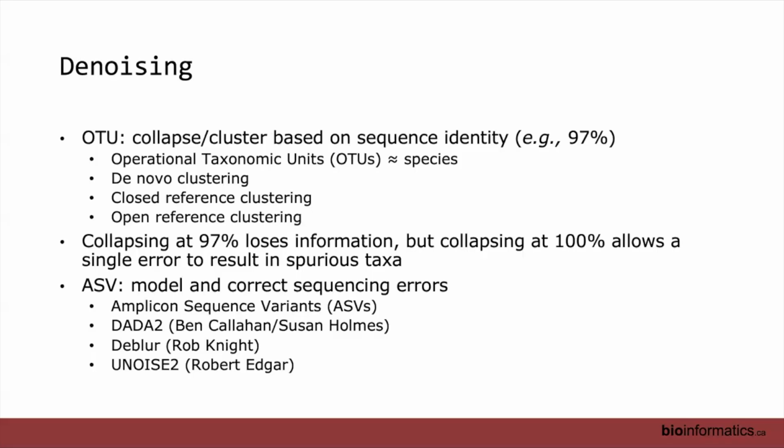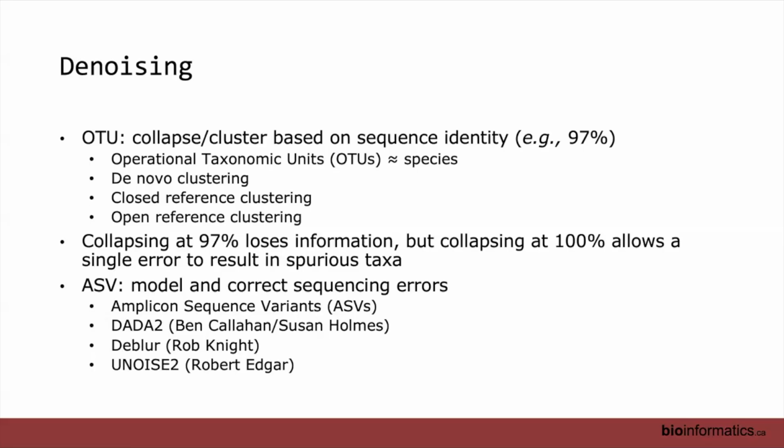Okay, so denoising is probably the biggest step here. Traditionally, I would say up until about 2016, people were doing OTU clustering. An OTU is an operational taxonomic unit, and it's often been thought that this was approximately equivalent to a species level. Usually these are being clustered at about 97% similarity. And it's important to remember that's 97% similarity within the gene that you're looking at, not necessarily the genome as a whole.